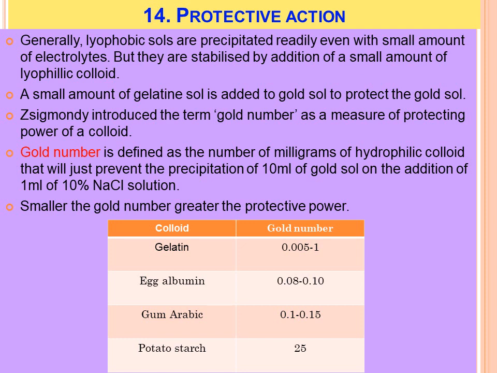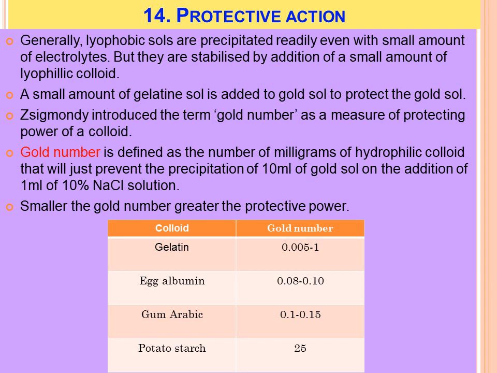See, when you take a hydrophilic colloid, hydrophilic means water loving colloid, that will prevent the precipitation of 10 ml of gold sol on the addition of 1 ml of 10% sodium chloride solution. It is tricky, so understand it clearly. You are taking 10 ml gold sol. In order to precipitate the gold, 10% sodium chloride solution is added.